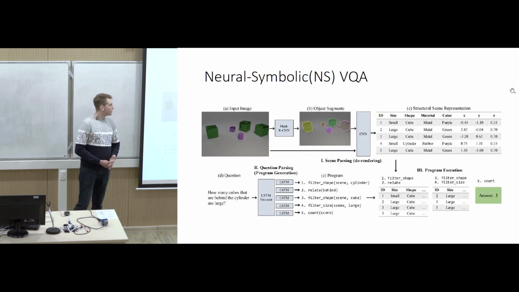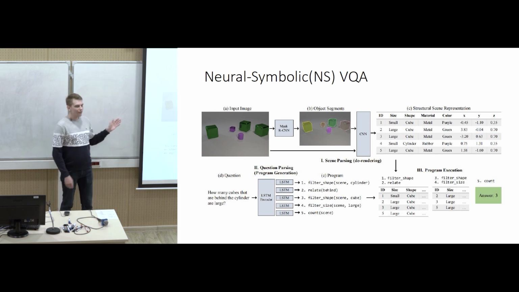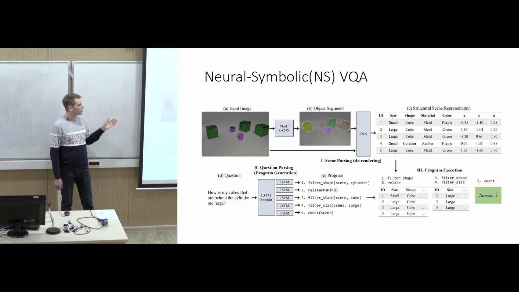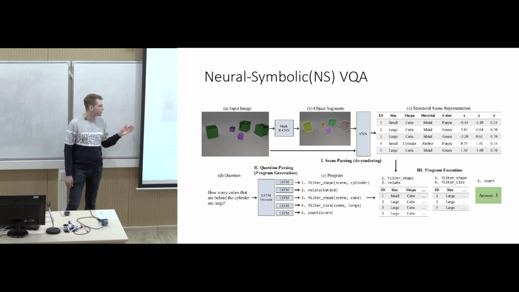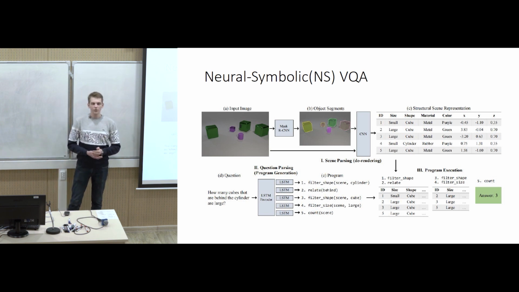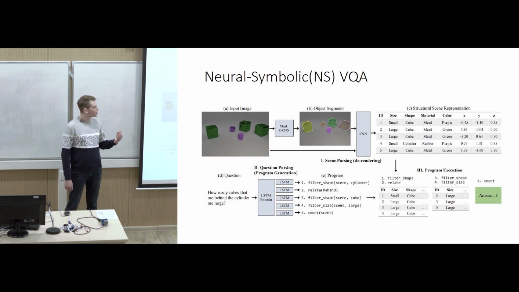So, going into the neural symbolic VQA model, here is the large picture representing the structure of the model, but it is not actually so difficult to understand. It contains three main modules. The first module is the so-called image parser that extracts information about the objects that the image contains, and translates it into a structural scene representation, which is shown in the table at the right.